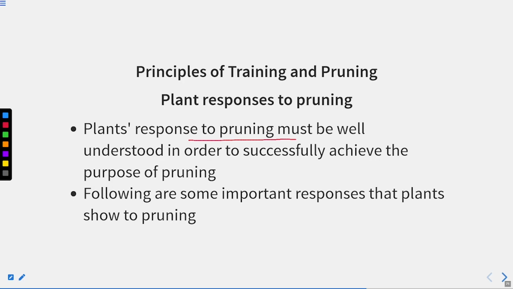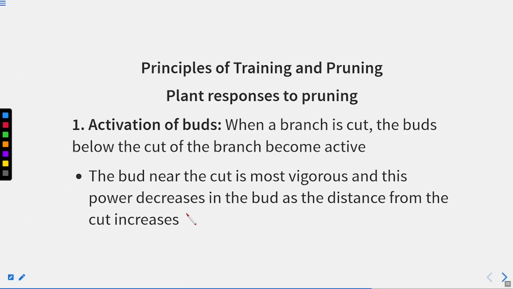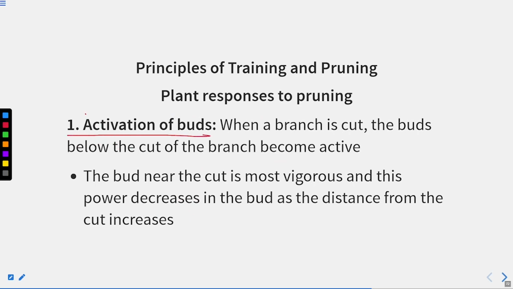Plant response to pruning. This is the heading. How the plant responds after the pruning. Plant response to pruning must be well understood in order to successfully achieve the purpose of pruning, right? So it is very, very important how the plant responds to pruning. Flowering is one of the important responses that plants show to pruning. So when pruning is done, the plants show flowering. First, they activate the buds. When you have a pruning process, then there is an activation of buds on the tree or the plant.